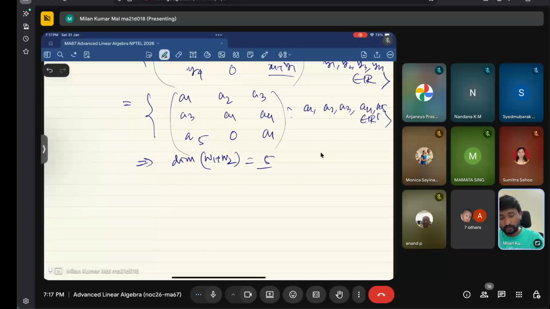Now, there is one important theorem. I can discuss that also, but I can do it directly. Let me do it directly. So this is the correct option.